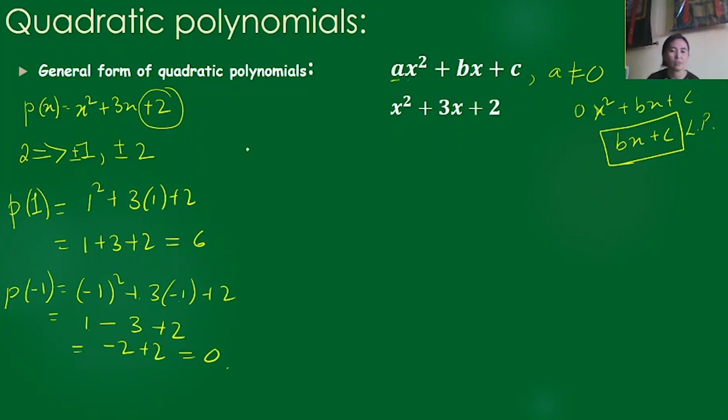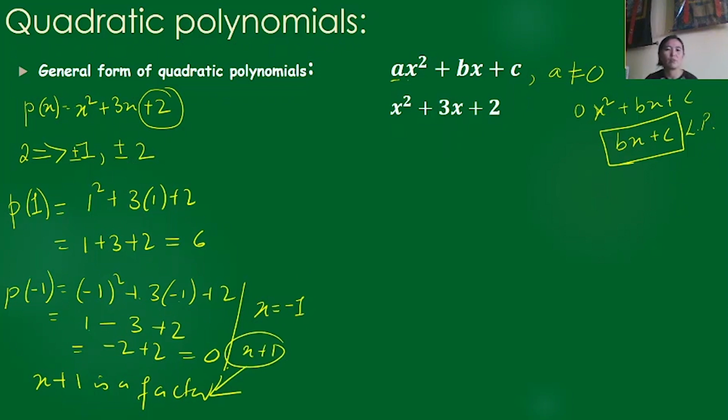Here we are getting 0. Now here we can say that x plus 1 is a factor because x equal to minus 1 gives 0. To understand this, if I put x equal to minus 1, then the given polynomial becomes 0. Now if you move minus 1 towards the left hand side, you will get x plus 1. So x plus 1 is the factor. You got one factor. Let's find the other one.